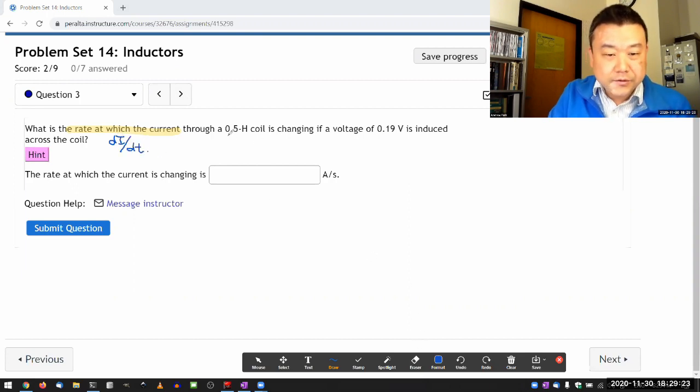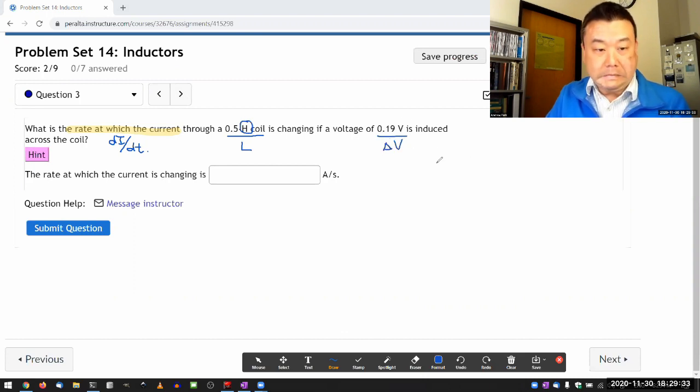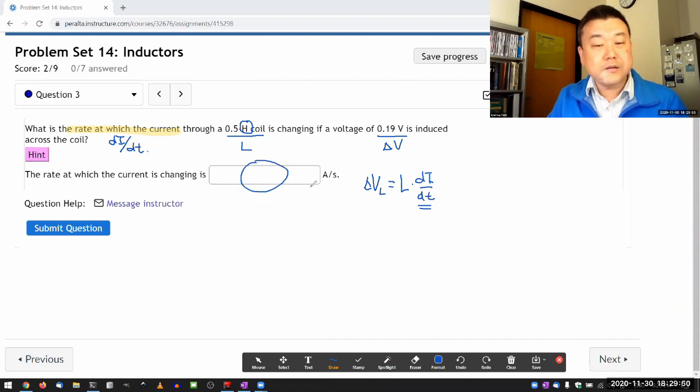And it's given you the inductance of the coil in basic SI units, Henry. And it's given you voltage, delta V. The governing expression for inductors is that the voltage difference across an inductor is inductance times dI/dt. So solve this for dI/dt and plug it in here. If you work out the units, it should give you ampere per second, or coulomb per second squared. So that should be it.